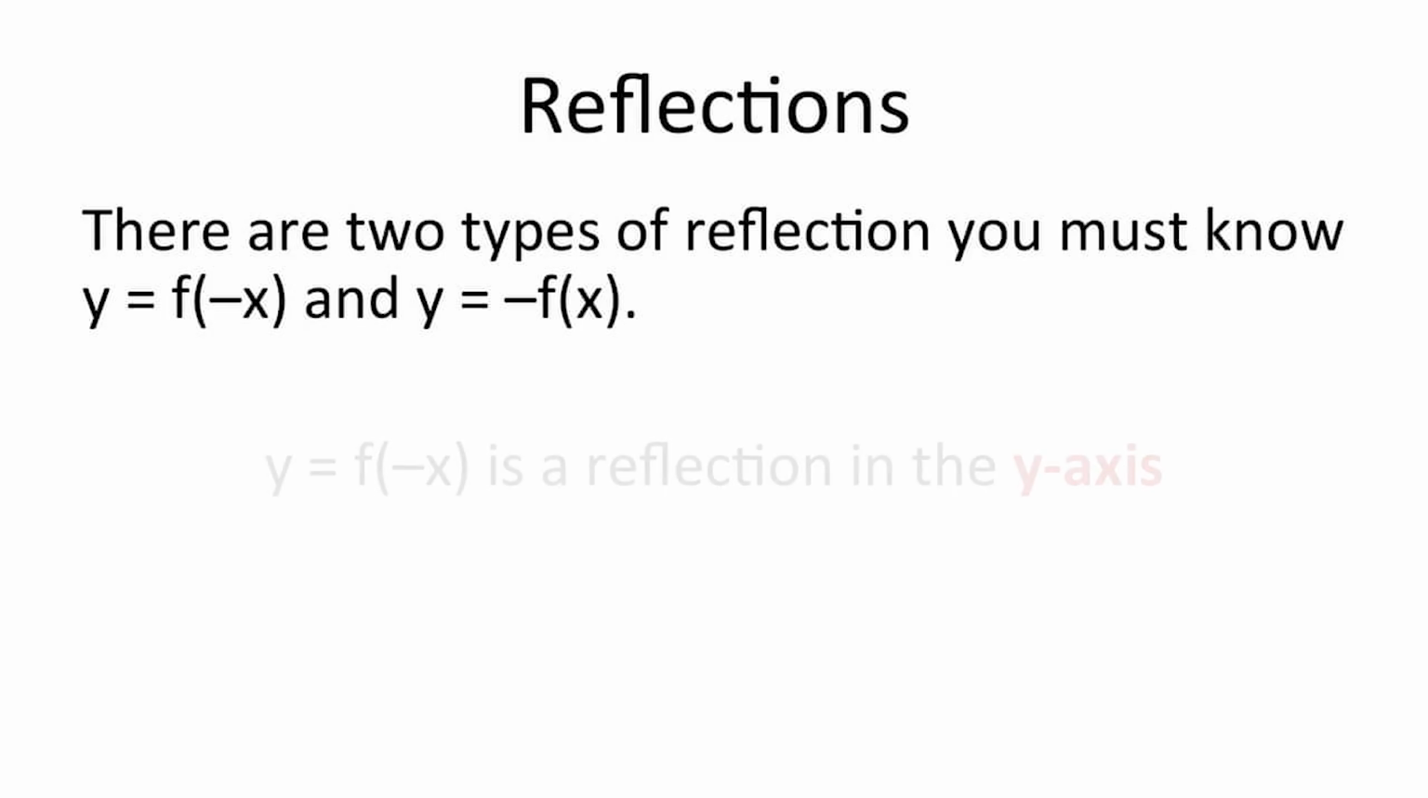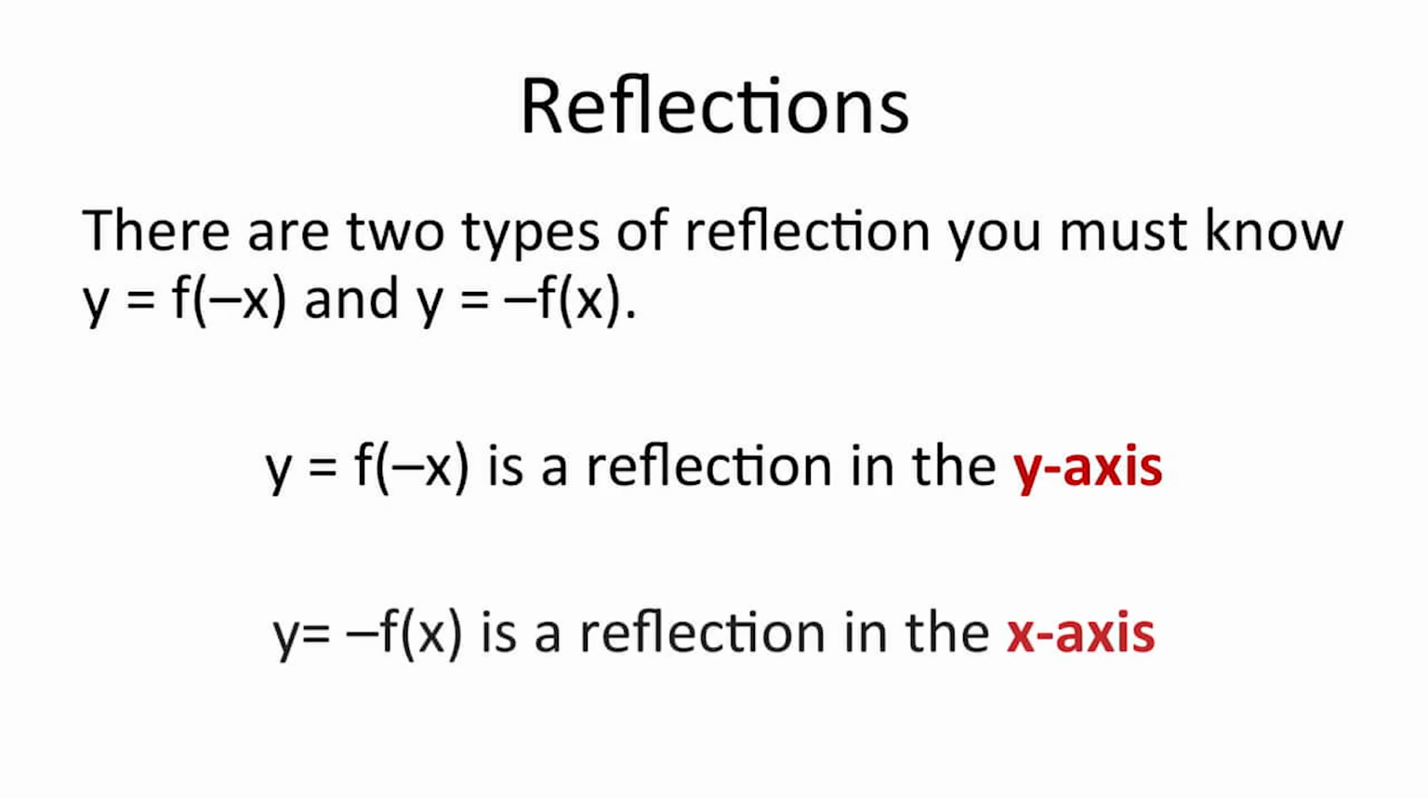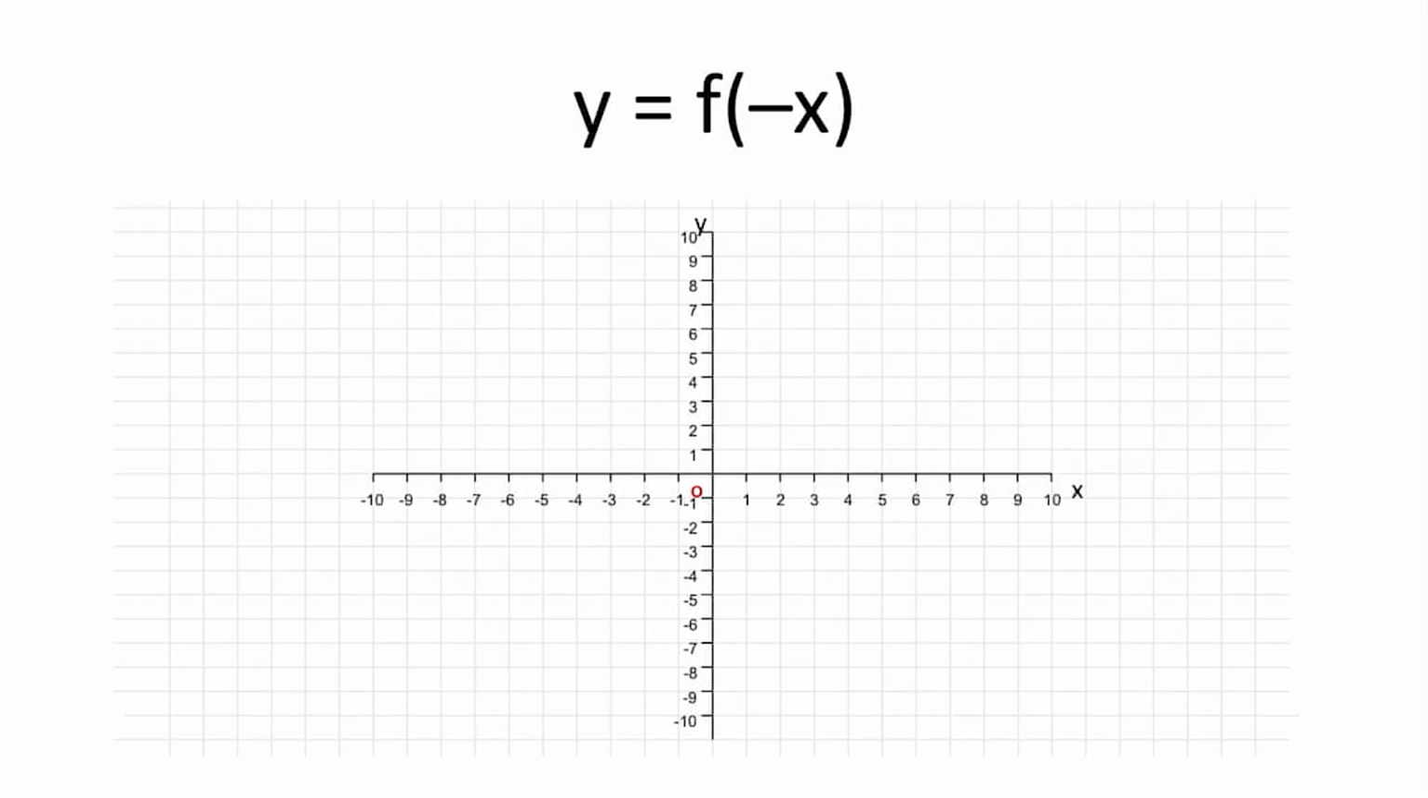Well, the thing we need to remember is that y equals f of minus x is a reflection in the y-axis. And y equals minus f of x is a reflection in the x-axis. If you can remember those 2 points, you should be able to do any of these reflections very easily. Let's look at an example, though, of an f of minus x reflection.